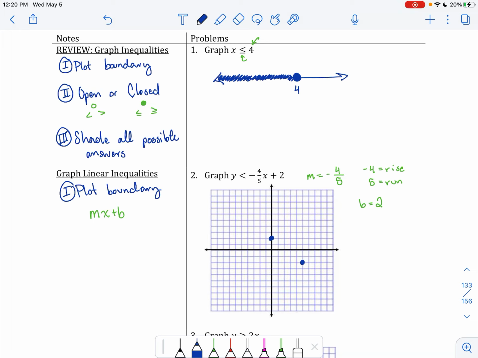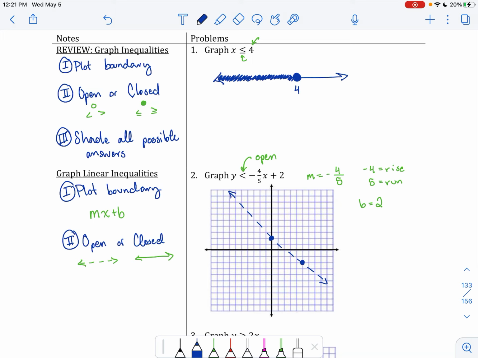Now, we still have to ask our question. Before I draw my line, I have to ask the question, open or closed? Now with a line, a closed line is just going to be a solid line. An open line would be a dashed line like this. So you'll notice here we have just y is less than. So that means that we are looking at an open boundary. So instead of drawing a solid line there, I am going to draw a dotted line through those points.